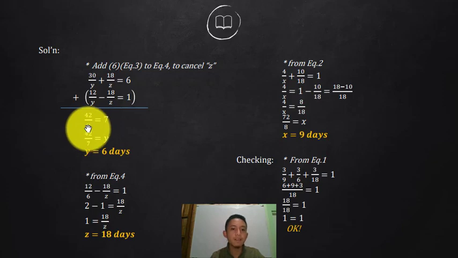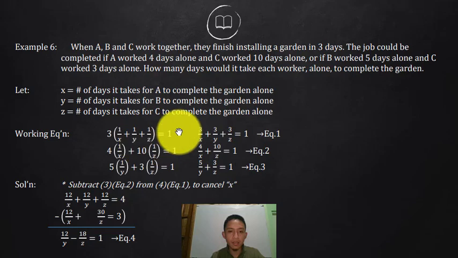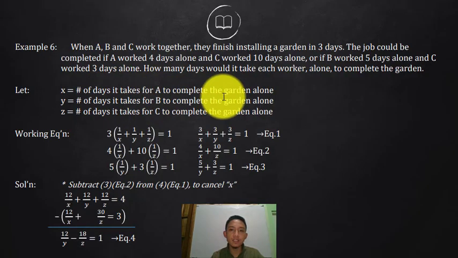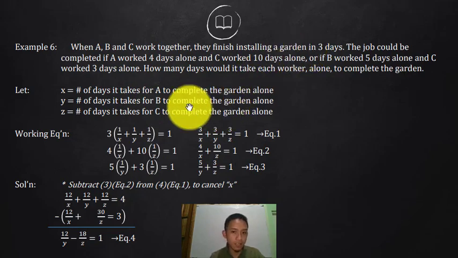Pupunta yan sa baba. So y is equivalent to 42 over 7, or 42 divided by 7. 42 divided by 7 is 6. What is y? Go back there. We are talking here of the number of days for B to complete the garden alone. So that should be days. So 6 days. It means that B will finish that garden installation in 6 days only.